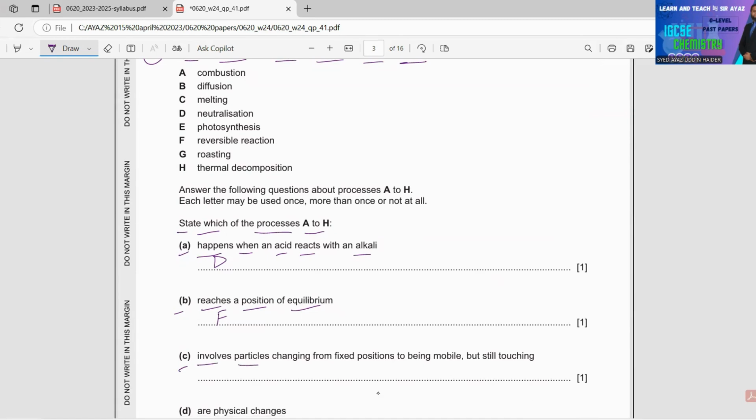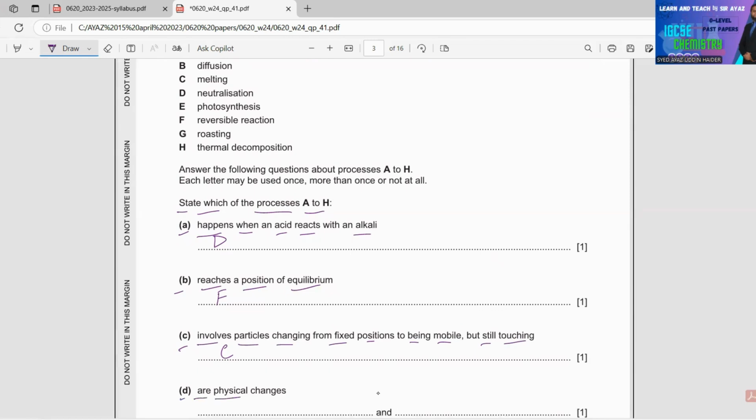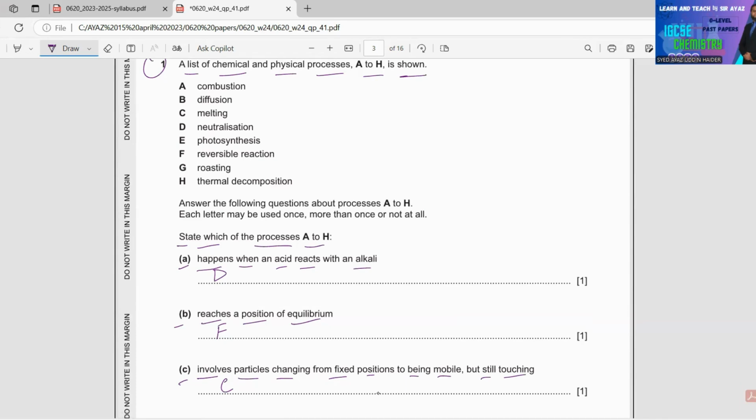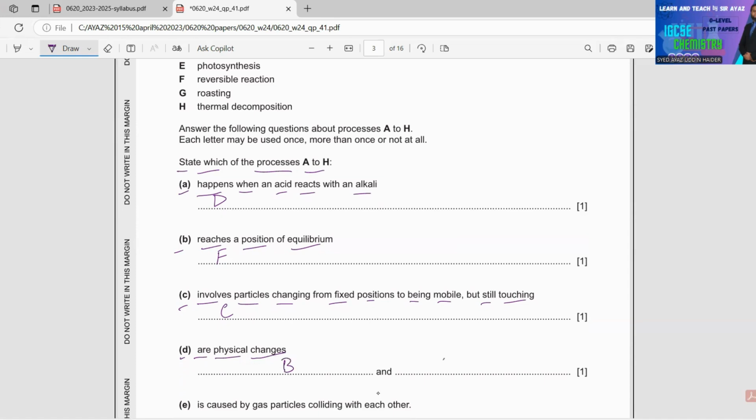C, involves particles changing from fixed positions to being mobile but still touching. It must be melting. So you write C here. D, are physical changes. So you have to pick the processes that are physical changes. Combustion is a chemical change. Diffusion is a physical change because it's the random movement of particles from higher concentration to lower concentration. Melting is also a physical change. It involves changing of solid into liquid state. The other processes are all chemical. So B and C will be the answer for this part D.